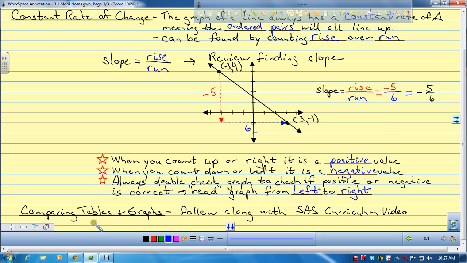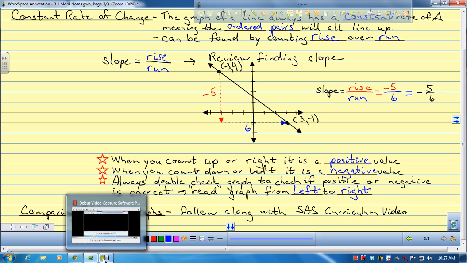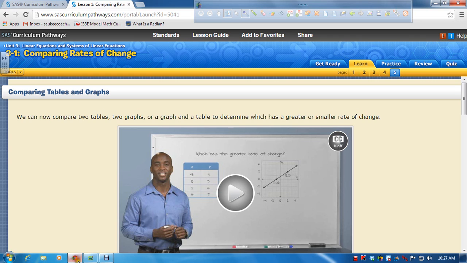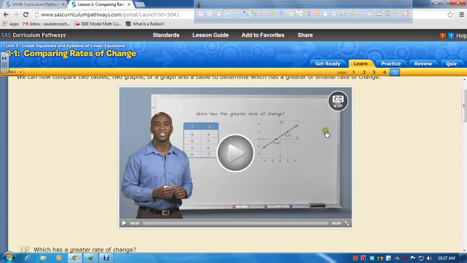Okay. Now, on the comparing tables and graphs, I want you to just follow along with me. We're going to go to the SAS curriculum video. You don't have to go there. I'm going to go there here on the video, so you can watch it with me. Okay. So now we're going to look at comparing tables and graphs. And you've got the back side of your note packet to take any notes that you want to on this. But it should all be review. We're just talking about comparing the things we just talked about.